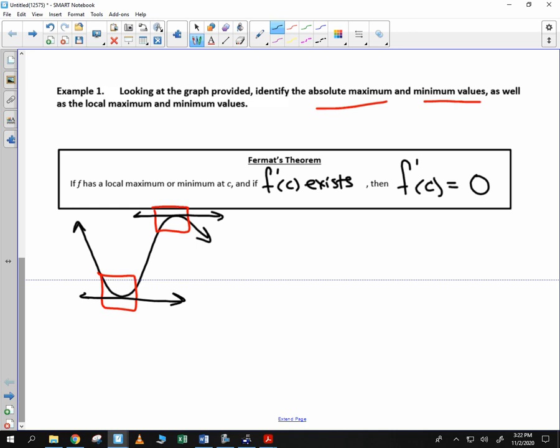Now, it is possible that there's times where there's a local max or min, but the derivative is not 0. So I'll show you one.